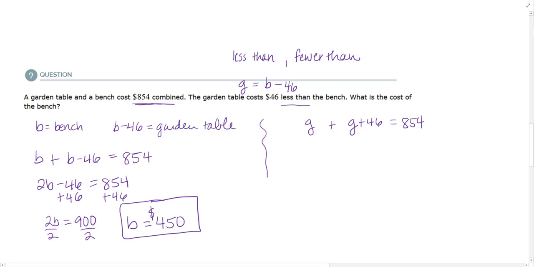Now, if you solve this other equation over here, you're going to end up getting the garden table, so you're going to get minus 46. So I believe if you solve this little equation over here, you're going to get 404. I think that's right. And so you would just have the extra step of figuring out that your bench would be 404 plus 46. And I mean, it's fine. It's not that much longer to do it that way. So kind of whatever seems to make sense to you to set up all these variables and unknowns and get your equation, that's what you should do.